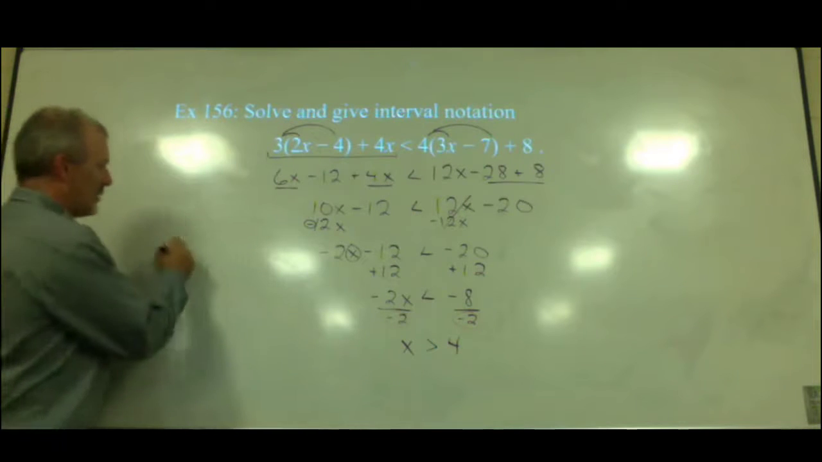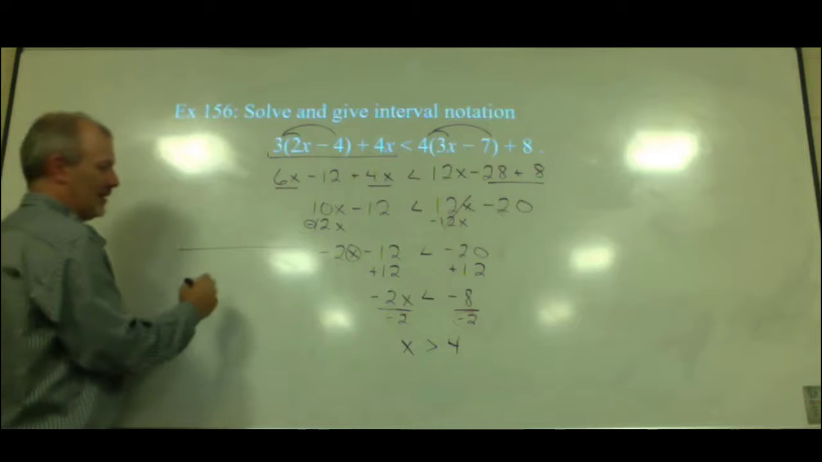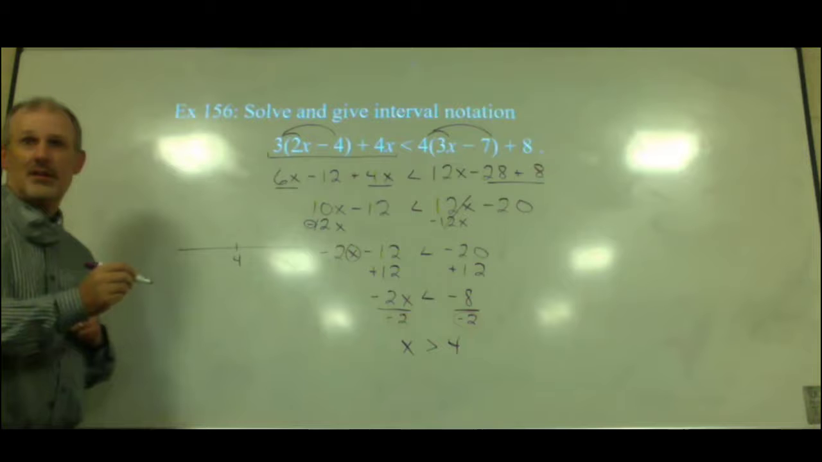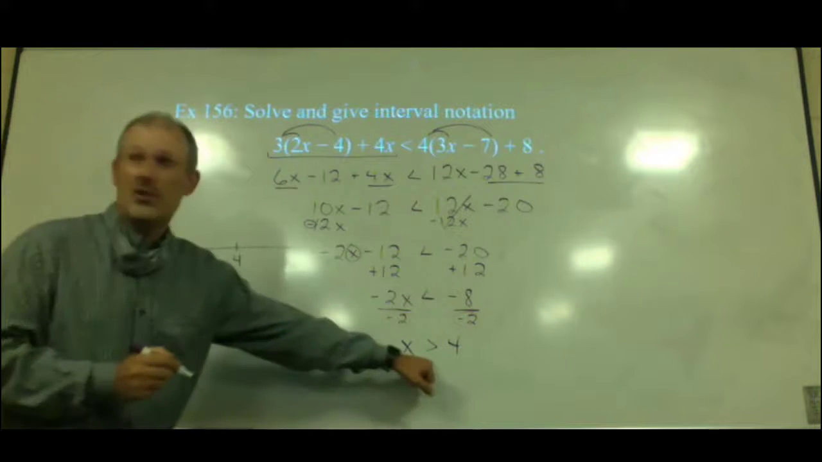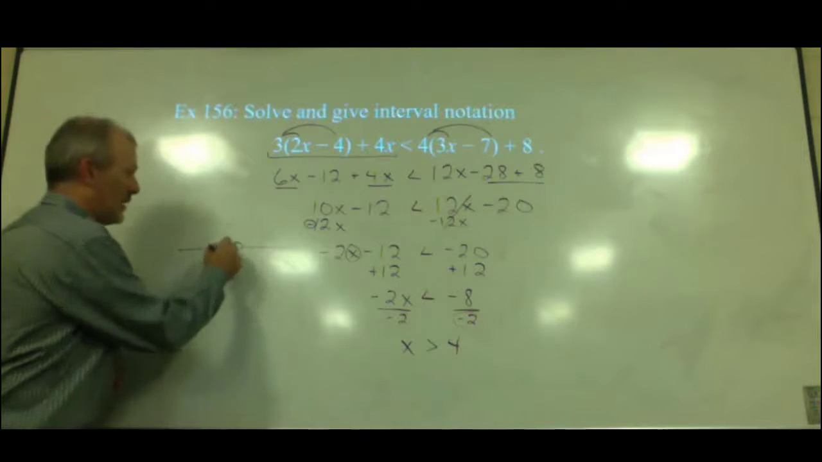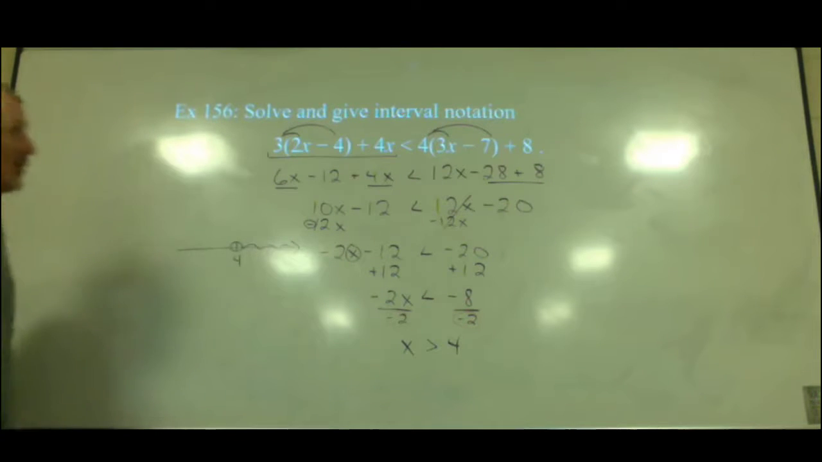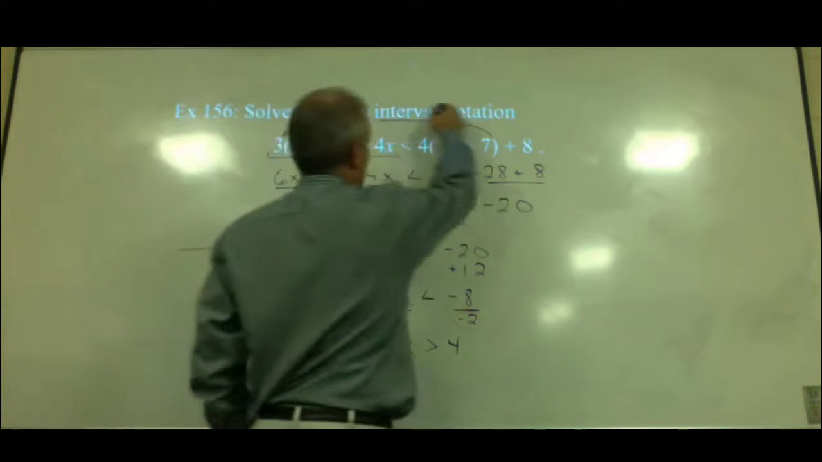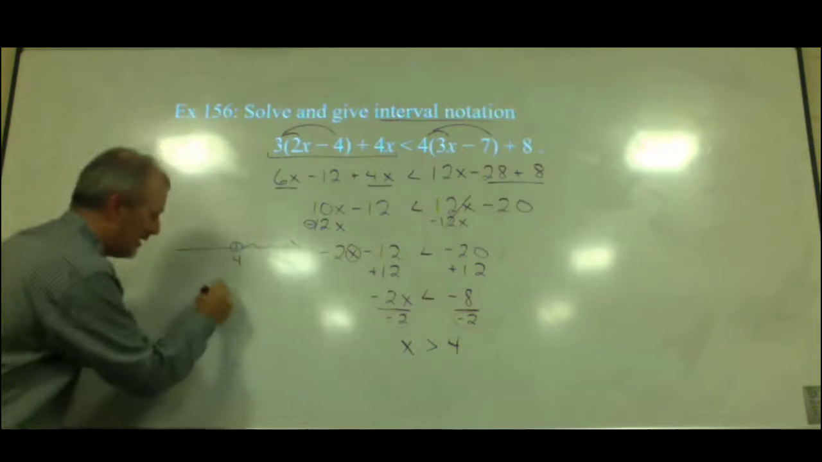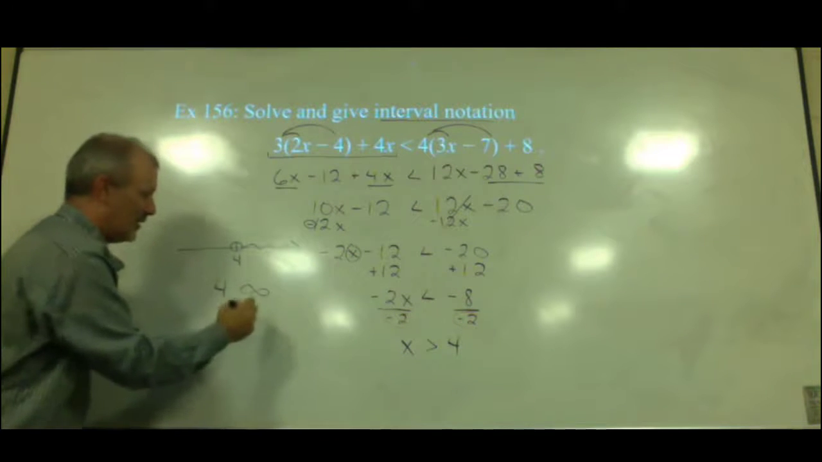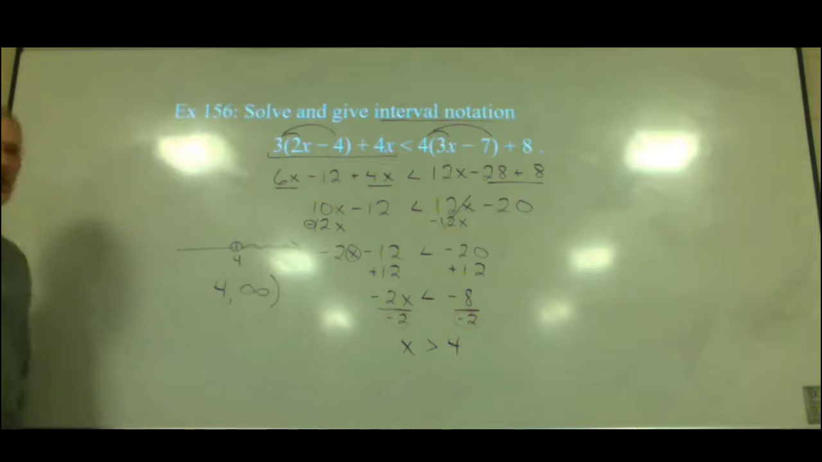Okay. Again, if we want to draw a picture, where's our boundary? 4. What type of circle is this? Open. Does that make sense? Open because there's no equal sign. And then what direction do we go? To the right. And if we want to write this in interval notation, 4 is the lower boundary, and then it goes forever to the right. So that's going to be infinity. Infinities always get parentheses. And what does the 4 get this time? Parentheses. Also parentheses, because it's an open circle.